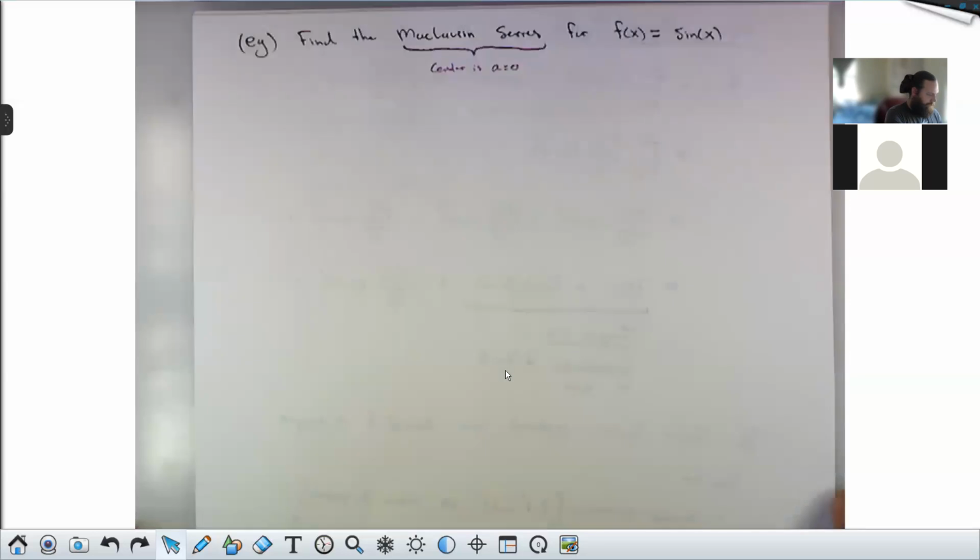So let's return to this. I want to find a Maclaurin series for the sine function, which means I'm finding a power series centered at 0.